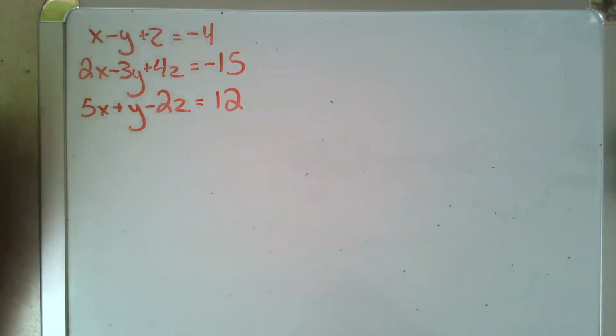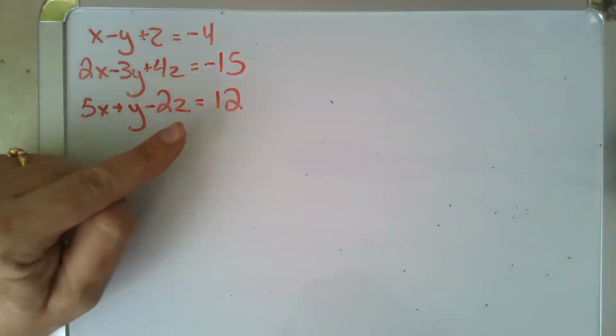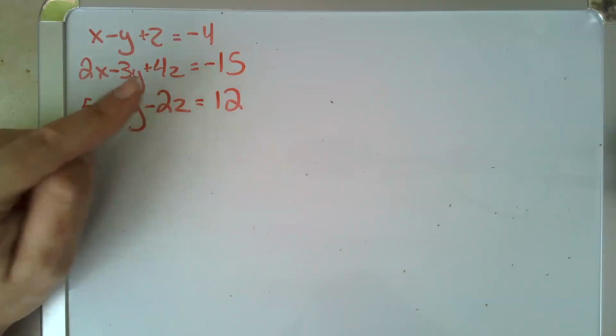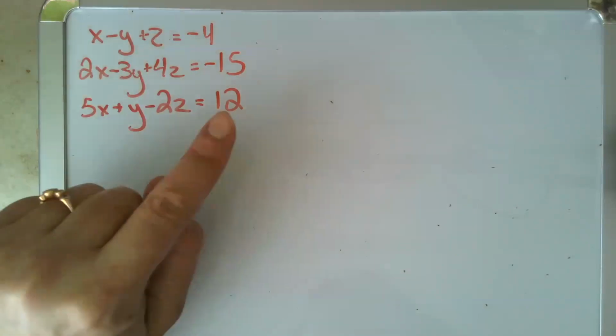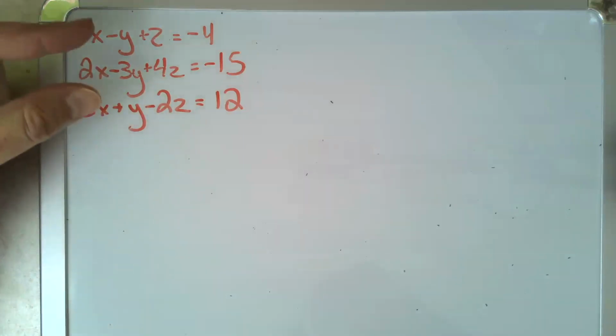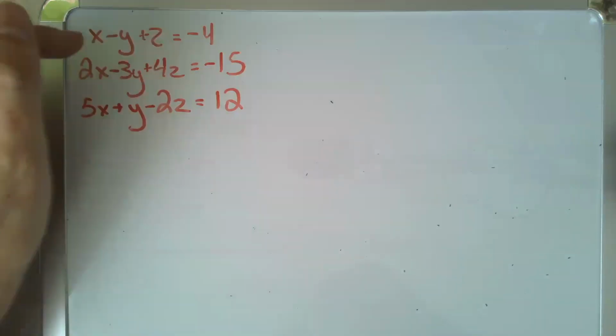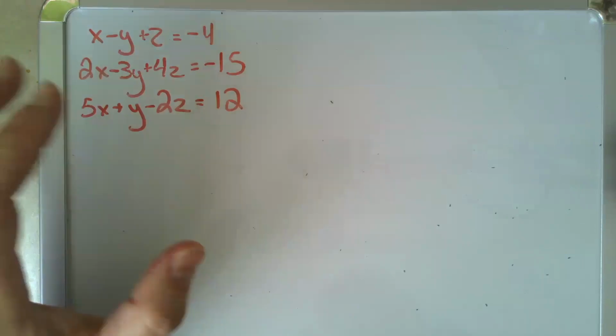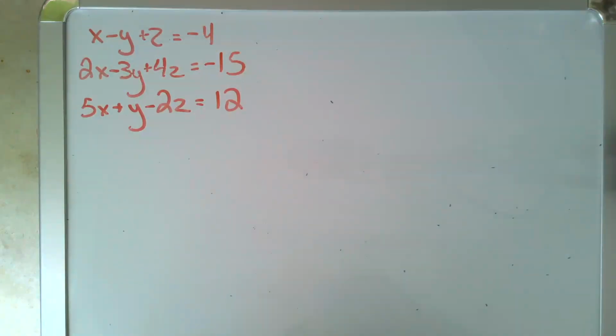So I'm looking at all of this and I see a negative 2z and a 4z. I know if I multiply this equation by 4, I can eliminate those z's. And then I see that I could do it again by multiplying this equation by 2. And now I'm going to have two equations in x and y, and that I know how to do. So that's a lot of talk. Let's get into some action.